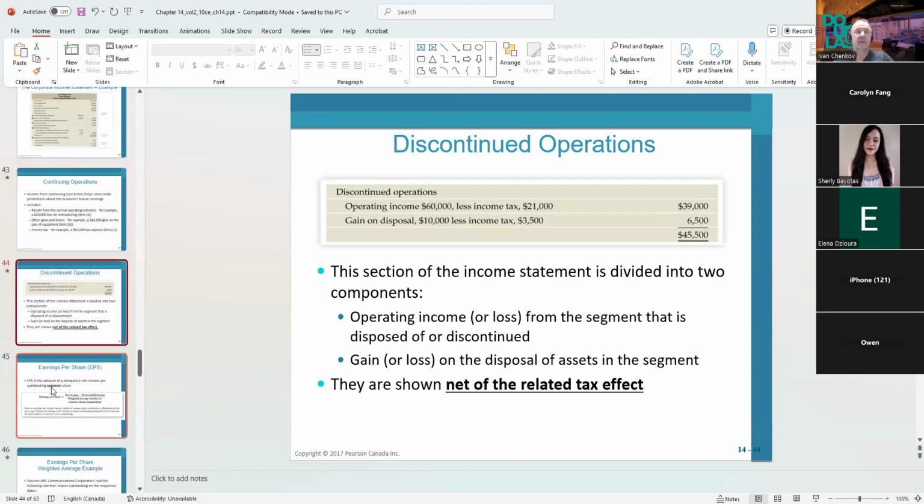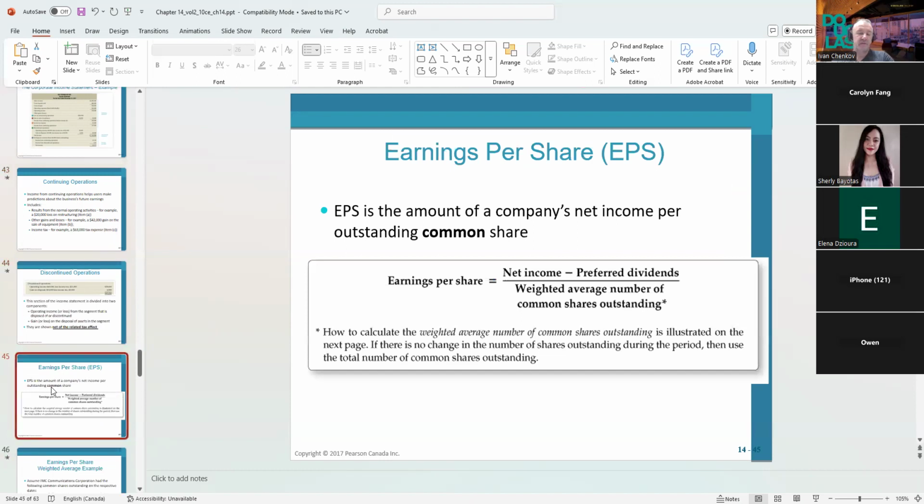Earnings per share. It's important for the investor to understand how much the earnings per share are. For the earnings per share, the formula is net income minus dividends related to the preferred shares, divided by the weighted average number of common shares outstanding.